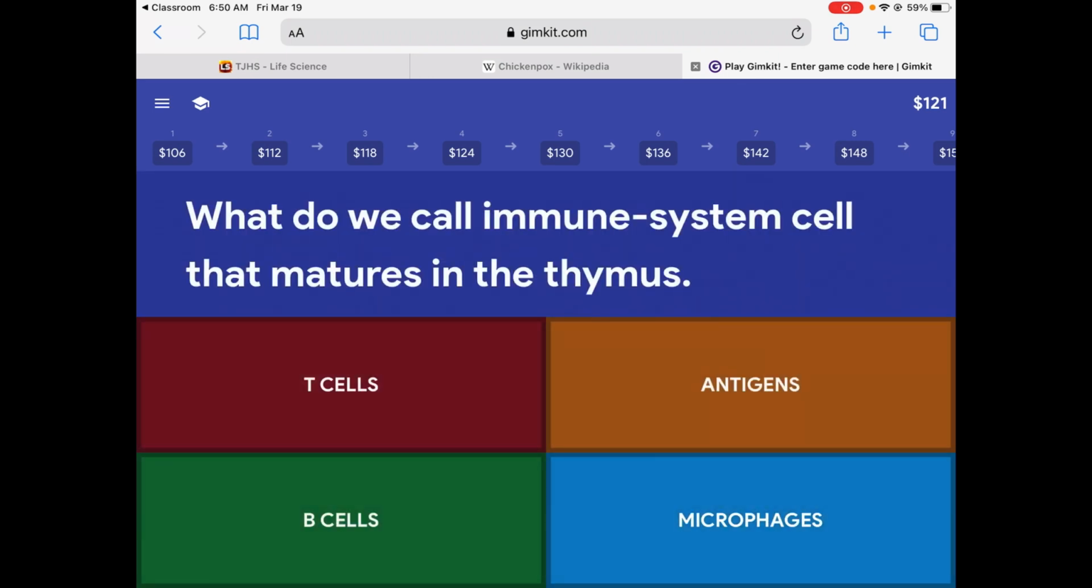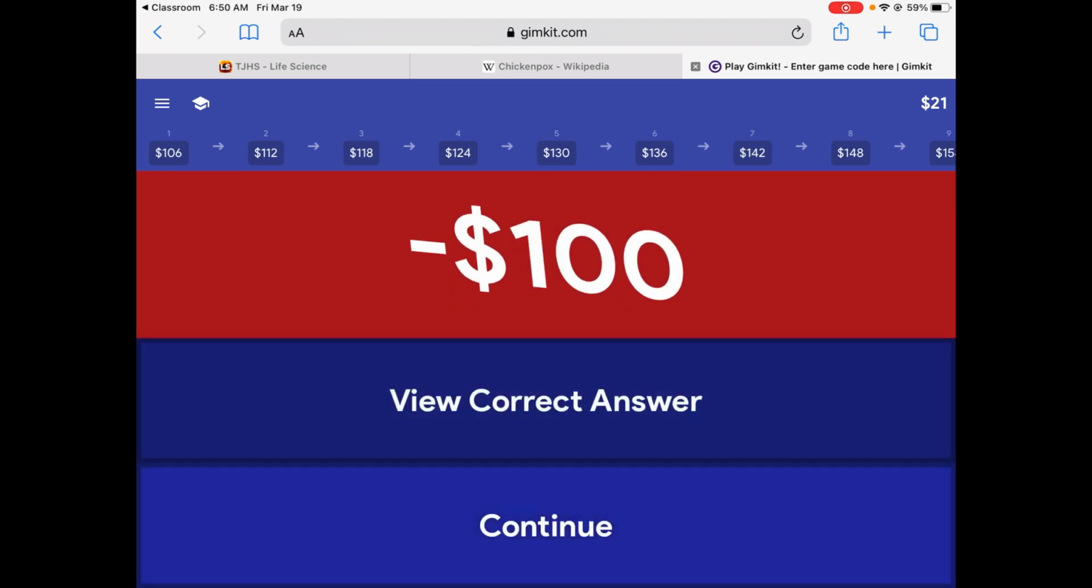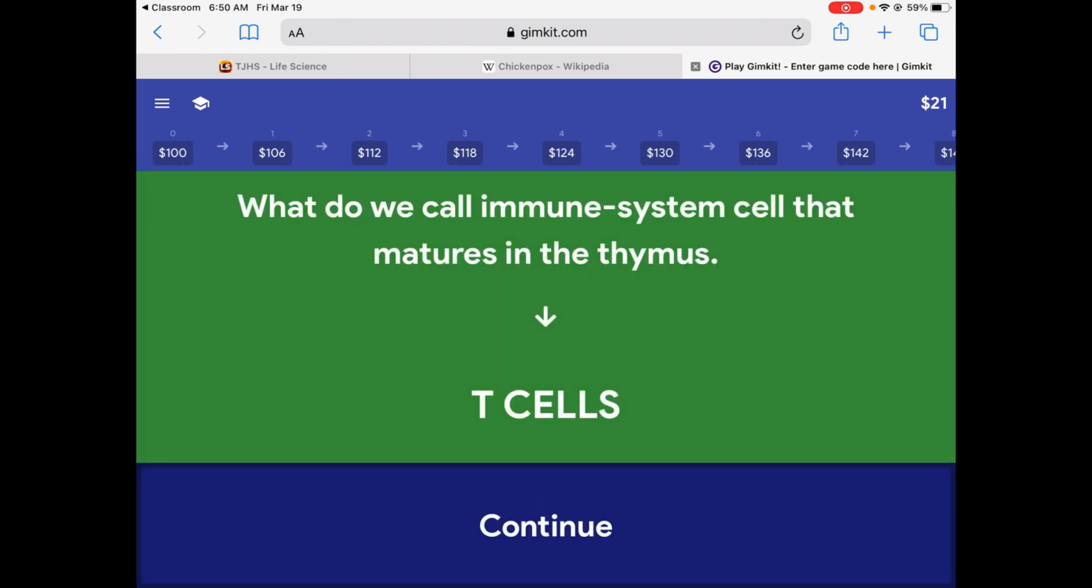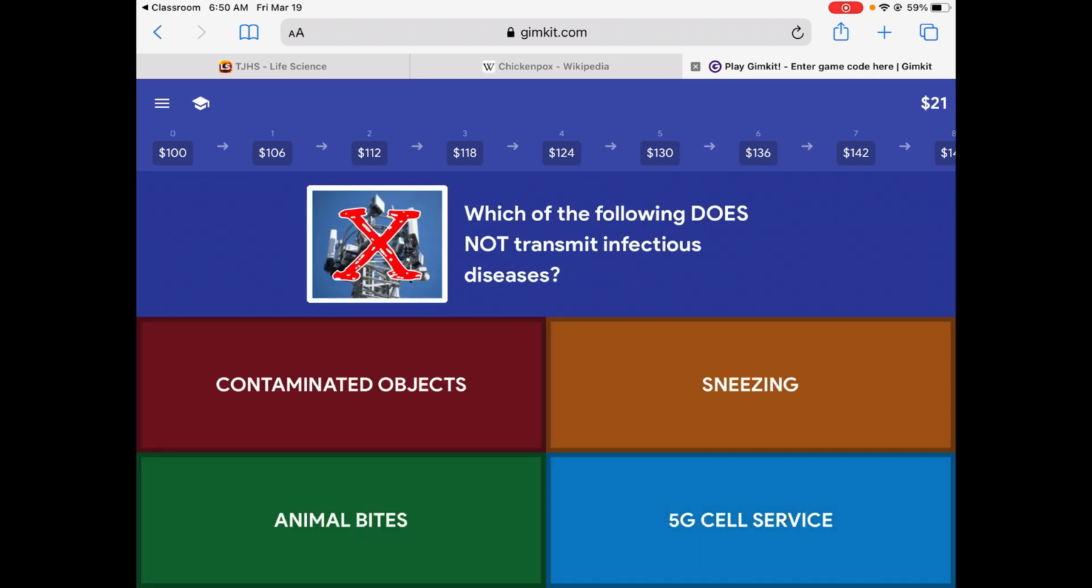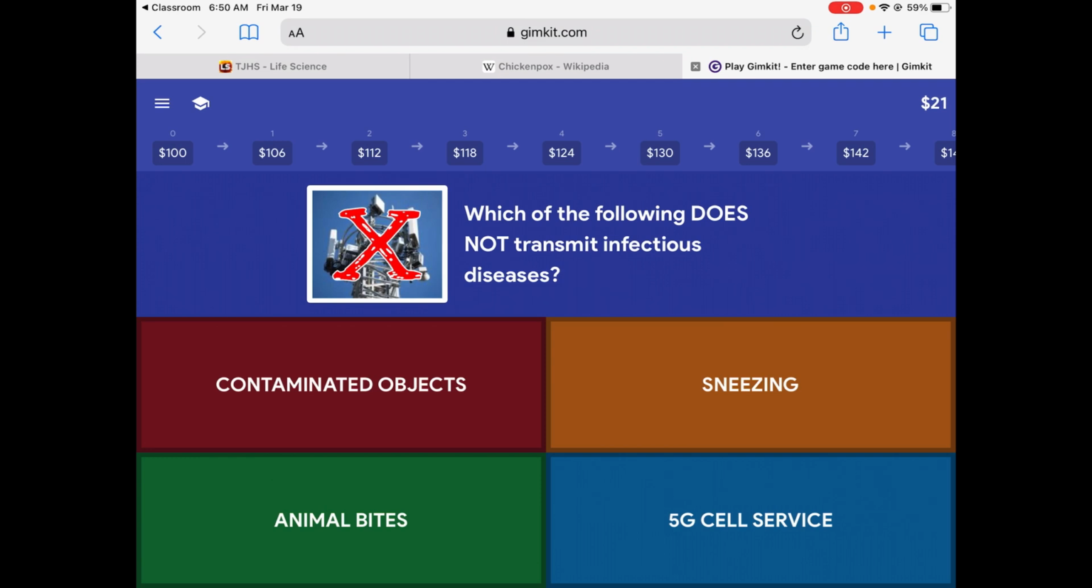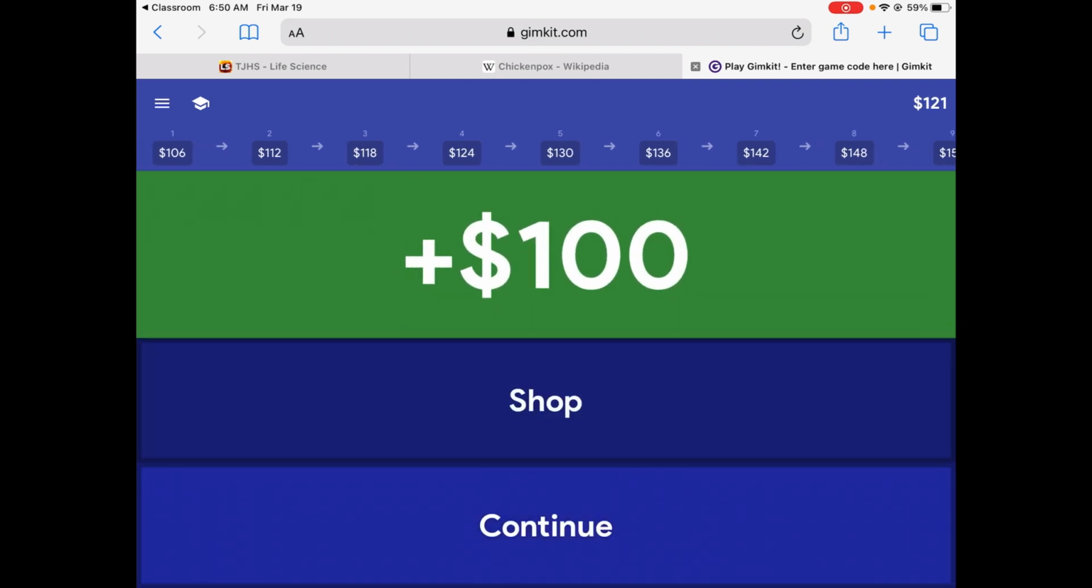Now, if I get one wrong, view the correct answer. We will always want to view the correct answer if we get one wrong. All right, so what's this a picture of? That's a cell tower. 5G cell service does not transmit diseases. That is definitely a myth.